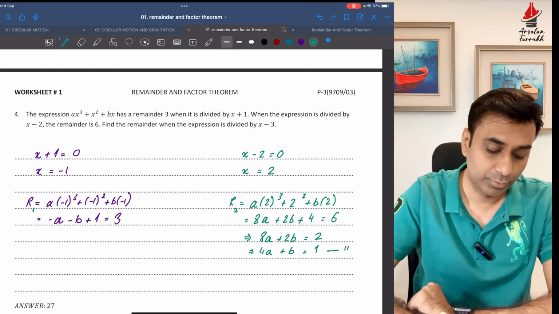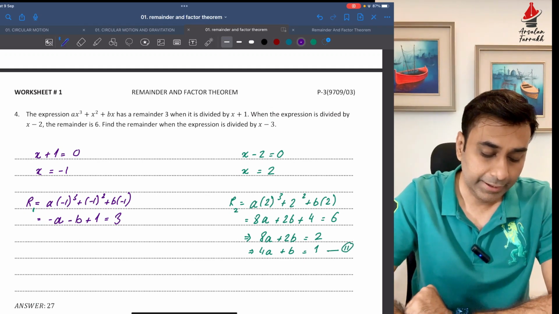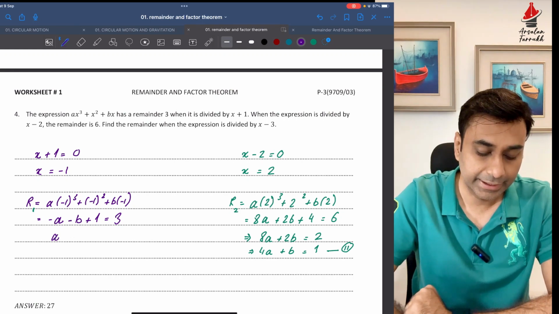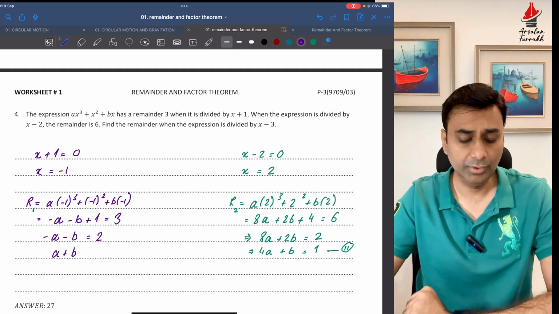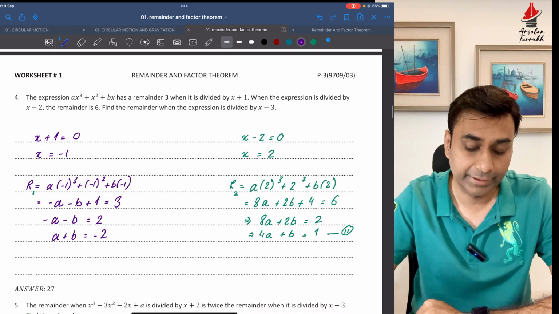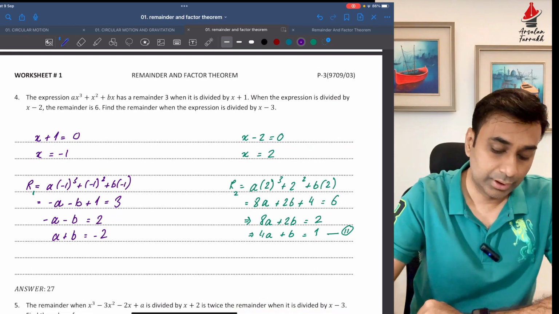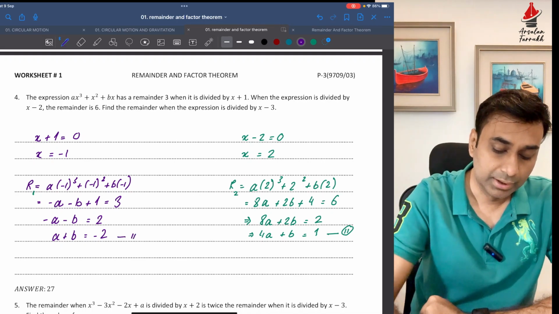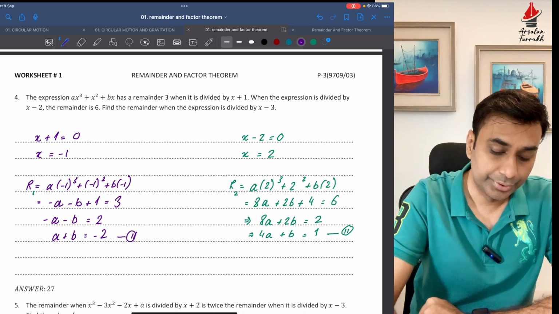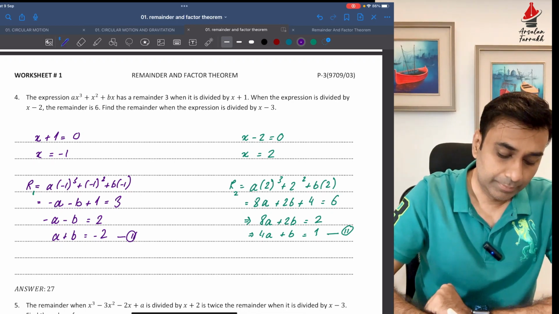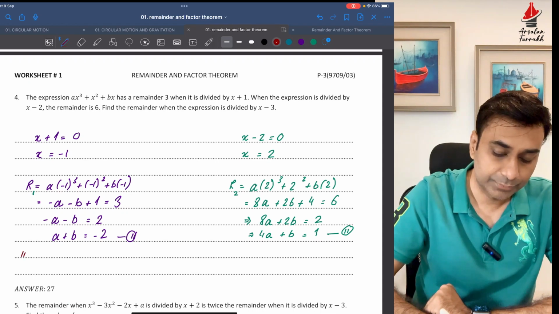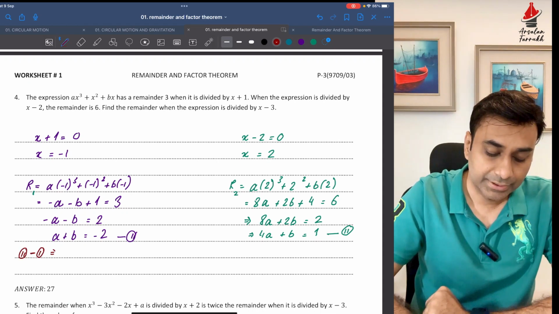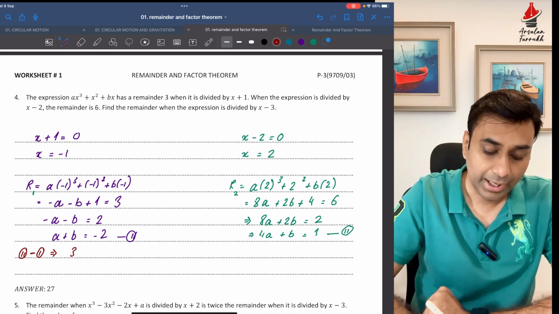And as far as equation number 1 is concerned, that's going to become minus a minus b is equal to 2, or a plus b is equal to minus 2. Now I can solve the two equations simultaneously to get the values of a and b. So if I will choose to do elimination and call this equation 1, then I can say that equation number 2 minus equation number 1 will give us what? 4a minus a becomes 3a, b minus b becomes 0, and 1 minus minus 2 becomes 3.